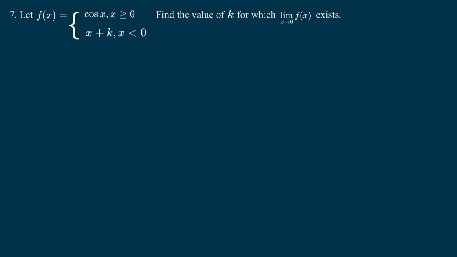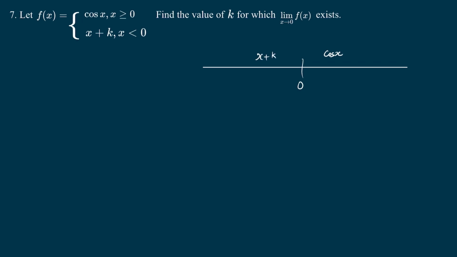Number 7. Let f(x) equal cos of x whenever x is greater than or equal to 0, and f(x) is x plus k whenever x is less than 0. Find the value of k for which limit x tends to 0 of f(x) exists. Let us draw a number line. Let me mark 0 here, and let us distribute the function. Whenever x is greater than or equal to 0, the function is cos of x, and whenever x is less than 0, the function will be x plus k.